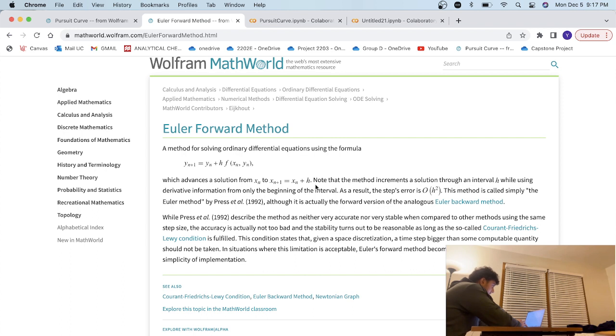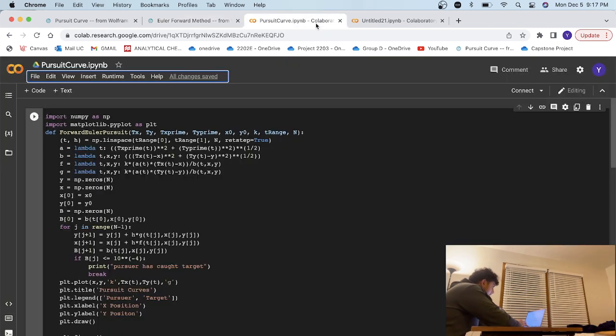You'll notice we're going to be using this in our code. The method increments a solution over an interval h, which is what we're going to be doing, while using derivative information from only the beginning of the interval. As a result, the step's error is nonzero. This method is simply the Euler method.